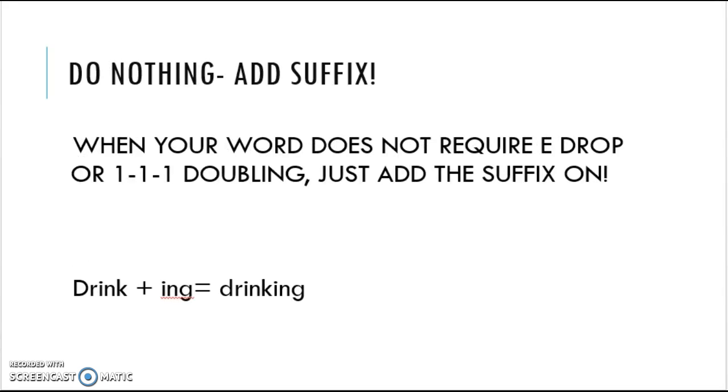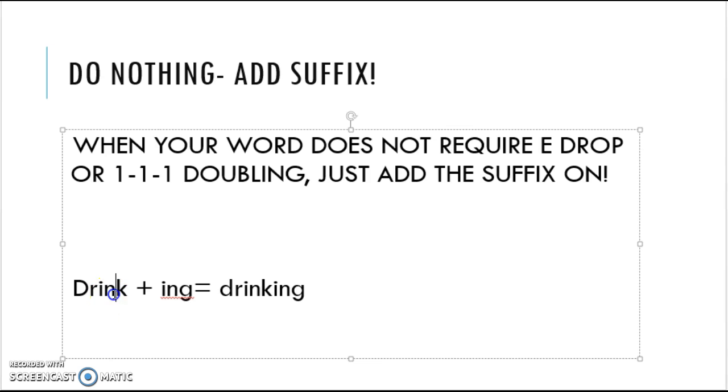The next rule to follow is just do nothing. When your word does not require E-drop or 1-1-1 doubling, you just add the suffix on. For example, the word drink becomes drinking. It doesn't end with an E, so it doesn't follow that rule, and there are two final consonants. So you would not use 1-1-1 doubling.